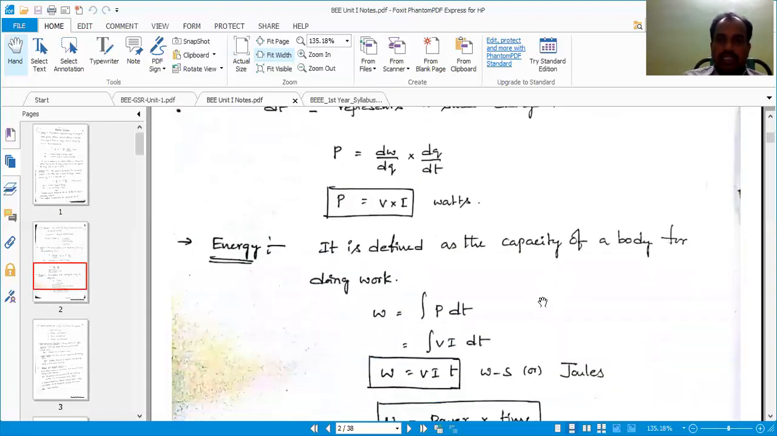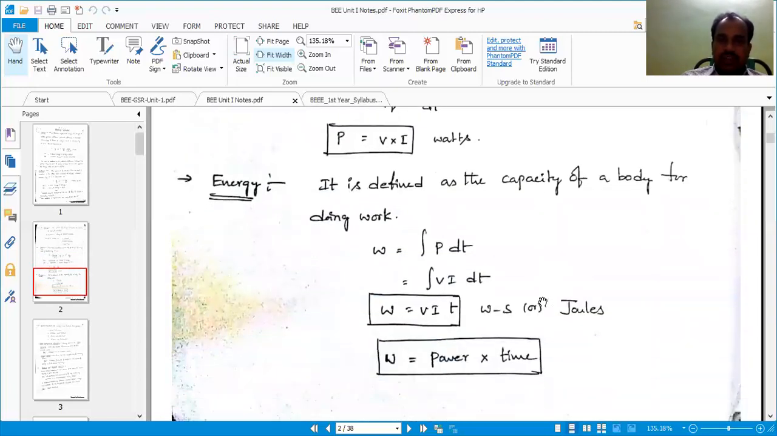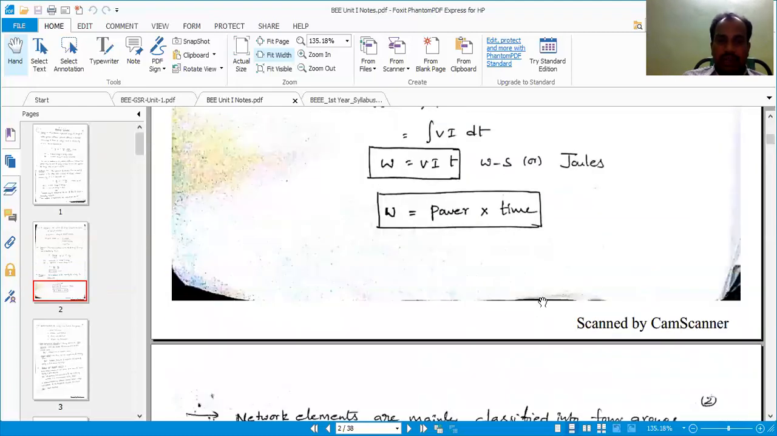The next one is energy. Energy is defined as the capacity of a body for doing work. One more definition of energy is the product of power and time.